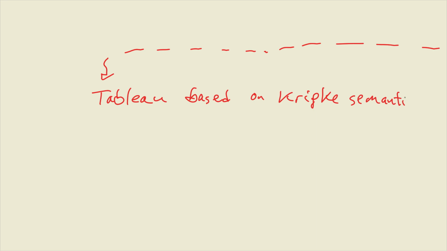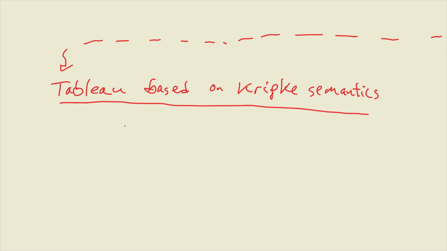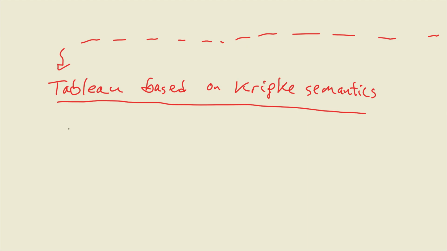But the right starting point for this, though, the way that I think looks most promising is tableau based on Kripke semantics. Now, you might not be familiar with Kripke semantics, so I want to tell you a little bit about that first. If you are, you could try to skip ahead somehow past this bit, past what's Kripke semantics.